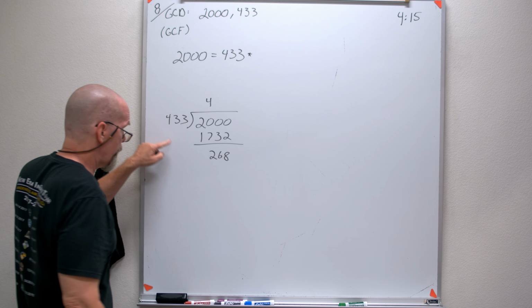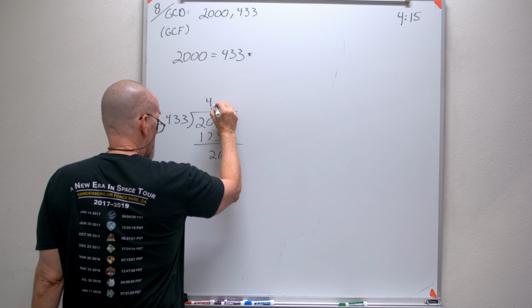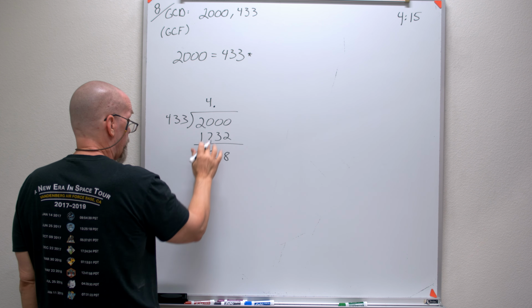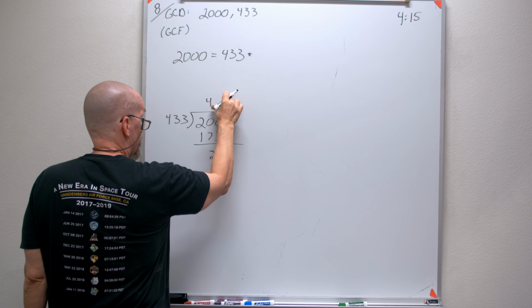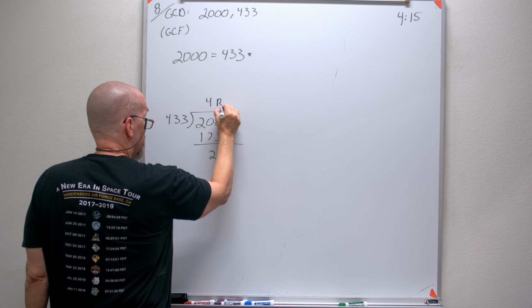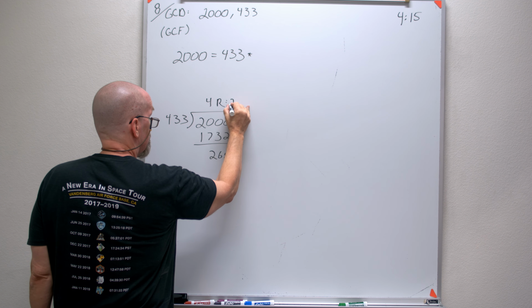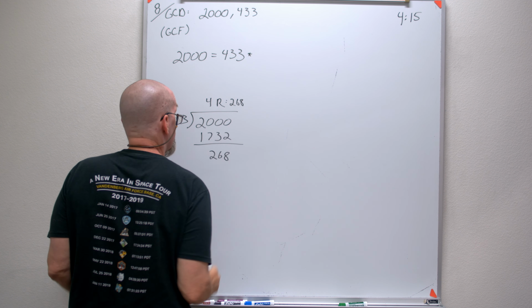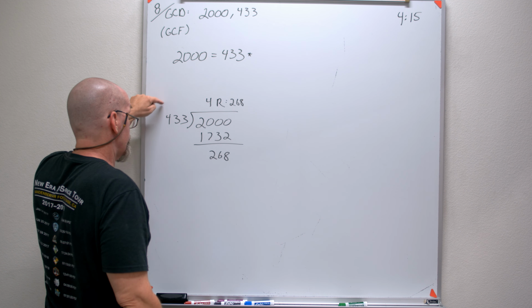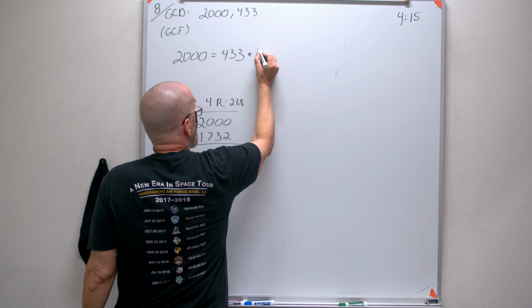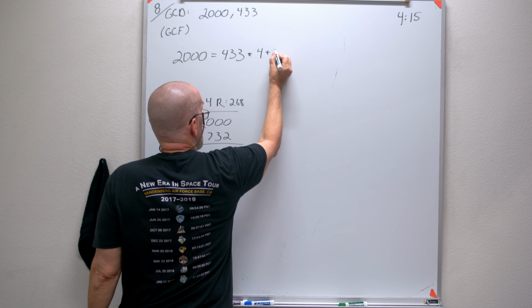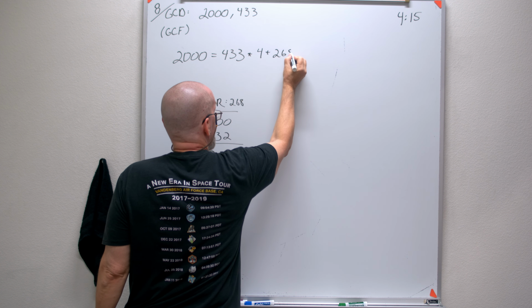So 433 does not go into that. This is where I'd say decimal point, and I would start working on my decimals, but we don't want that. We just want to say the remainder is 268. So I'd say 2,000 equals 433 multiplied by 4 plus the 268 for the remainder.